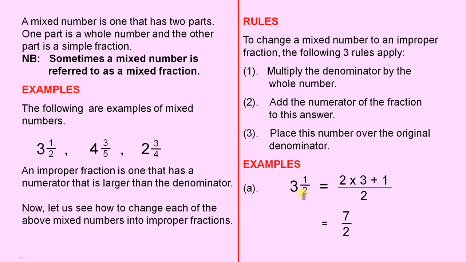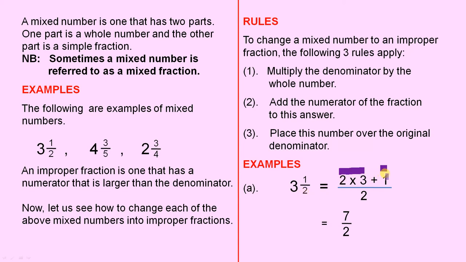So we have 3 1/2 and we're going to change this to an improper fraction. So the first rule says multiply the denominator by the whole number. So 2 times 3. There it is there. The second part says add the numerator of the fraction to this answer, plus 1, because there's the numerator of the fraction, plus 1. And the third part of the rule says place this number over the original denominator. So when we work all that out, we place it over 2, because that's the original denominator.